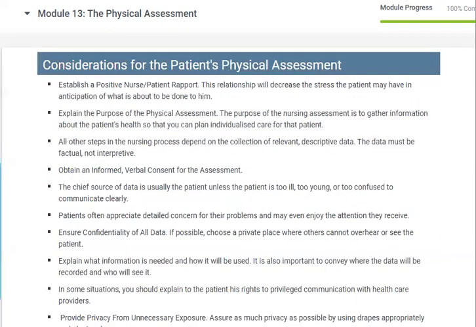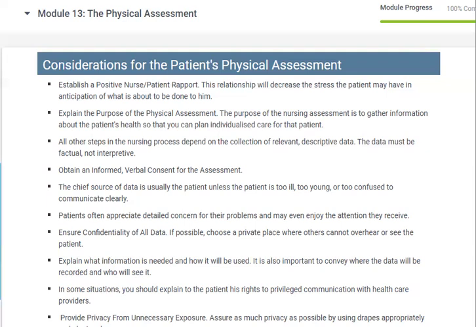Considerations for the patient's physical assessment. Establish a positive nurse/patient rapport. This relationship will decrease the stress the patient may have in anticipation of what is about to be done to him. Explain the purpose of the physical assessment. The purpose of the nursing assessment is to gather information about the patient's health so that you can plan individualized care for that patient. All other steps in the nursing process depend on the collection of relevant, descriptive data. The data must be factual, not interpretive.